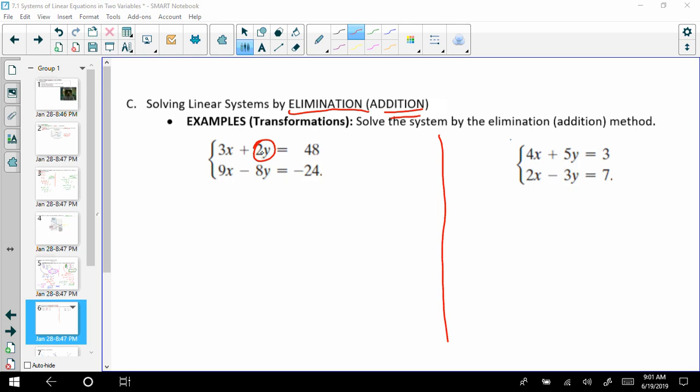So I go, okay, well, I can make that an 8y if I multiply it by 4. But in math, if I multiply this middle guy by 4, I have to do the entire equation by 4. So we're going to multiply the top equation by 4. It's going to go to all 3 pieces. And I'm leaving the bottom equation alone.